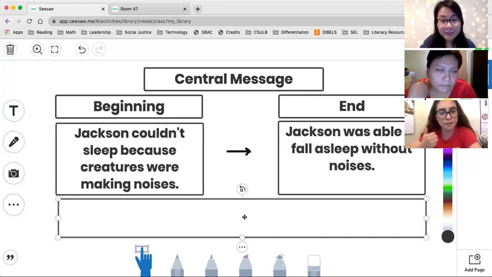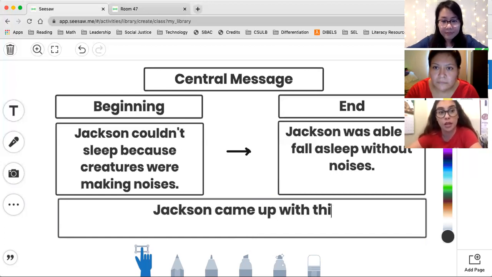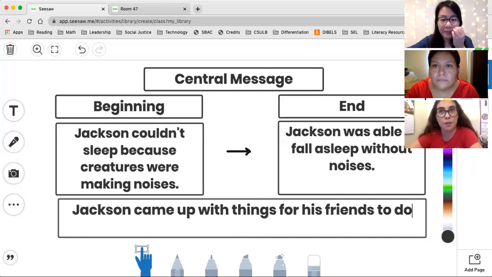Miss Yakimowicz? What I remember in that story is that Jackson was really determined to help his friends, or his new neighbors, and so he came up with things that those friends can do while he was sleeping and while they were awake. So he really thought about it and reflected, what can I do to help my friends?